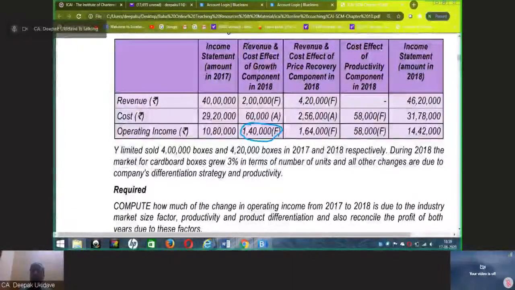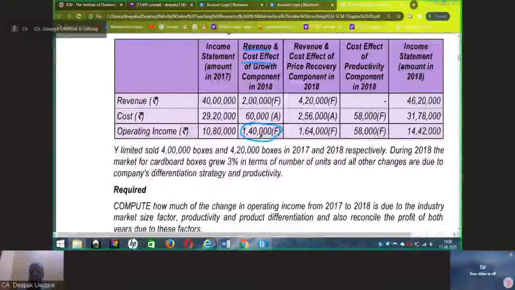And operating income I will pick up as revenue and cost effect given together. Revenue effect is 2 lakh favorable and cost effect 60,000 adverse. So we pick up the net effect, that is 1,40,000. Right now in the reconciliation, for reconciliation purpose, we don't divide into revenue effect and cost effect. Though the data is available over here, it will be unnecessarily time consuming, and therefore we will have a net effect of 1,40,000. So 1,40,000 is the revenue and cost effect of growth component. This is prorated. This is divided proportionately between the factors responsible because of industry growth and because of other factors.